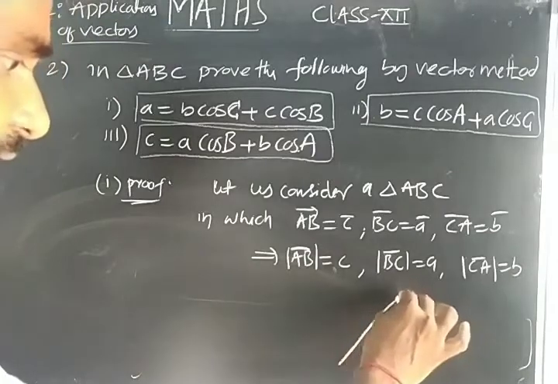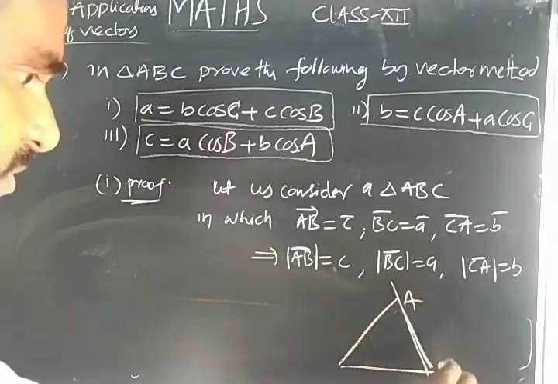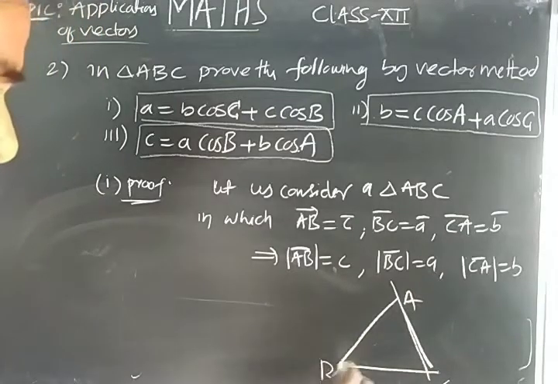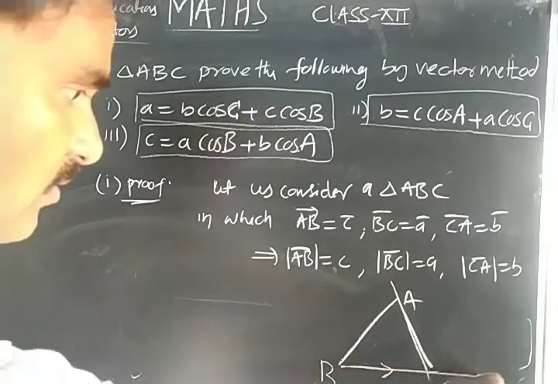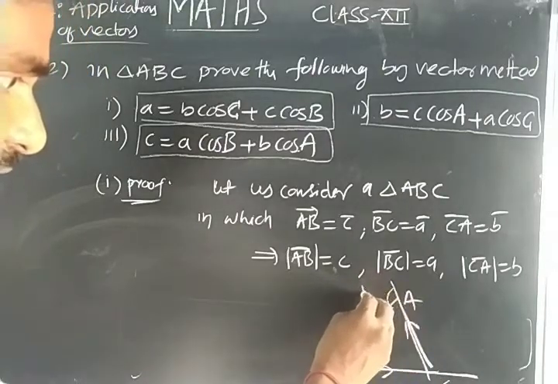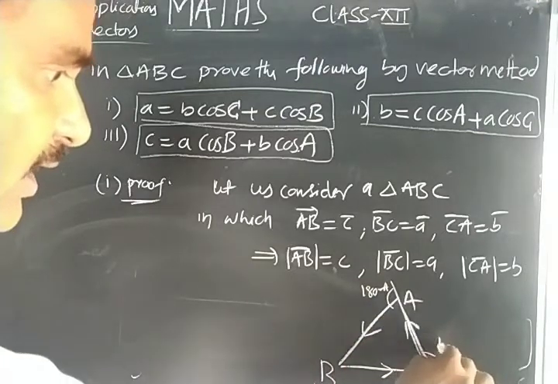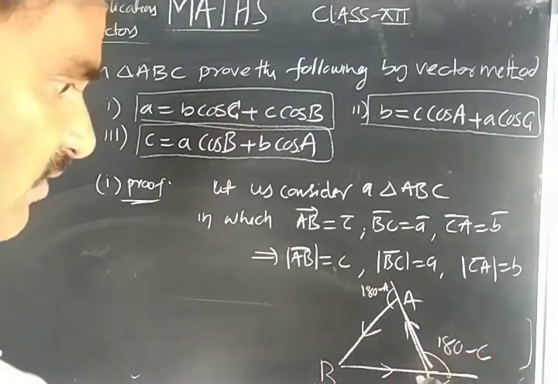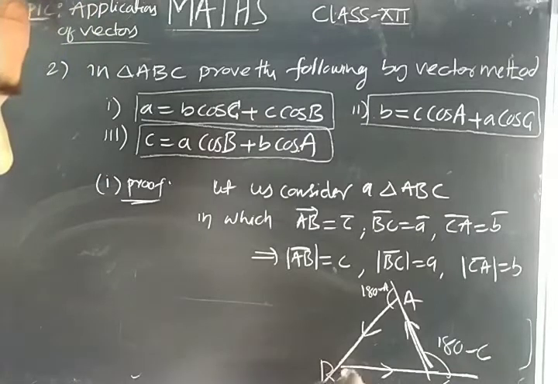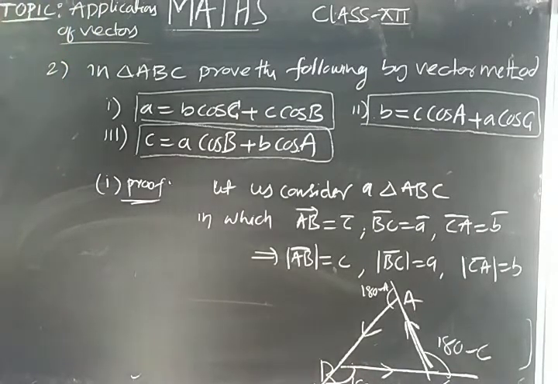Now the same figure we can draw again. This is A, this is C, this is B. This is the direction, and this is the direction, this is the direction. Here, this is what I said, this is 180 minus A if it is A, and this is 180 minus C if it is C, and this is 180 minus B if the interior angle is B. Okay, right.